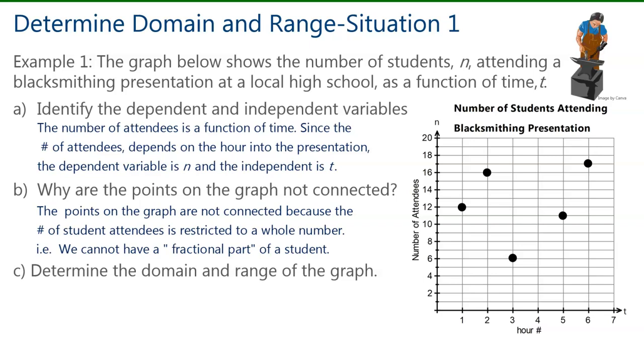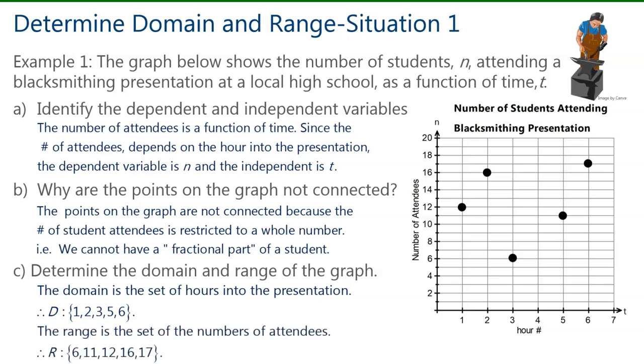This is a discrete graph, so we will have a list of values for the domain and the range. The domain is a set of hours into the presentation. So the domain is the set 1, 2, 3, 5, and 6. Really, it's the first coordinates of all the points in the graph. The range is a set of the numbers of attendees. So the range is 6, 11, 12, 16, and 17. These are all the second coordinates of each of the points. The lowest value is 6, the highest value is 17. And we're done.